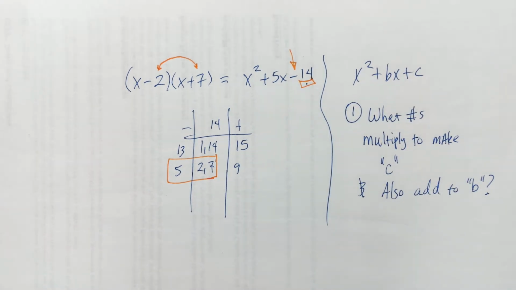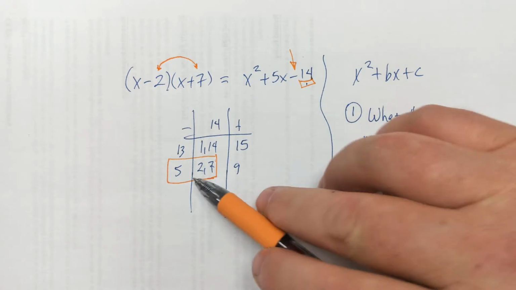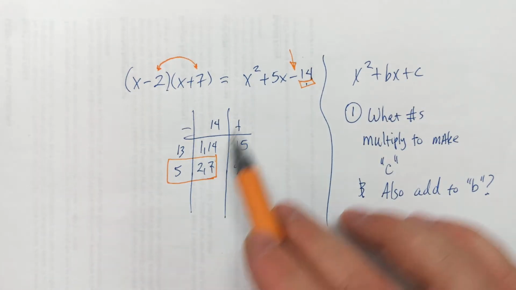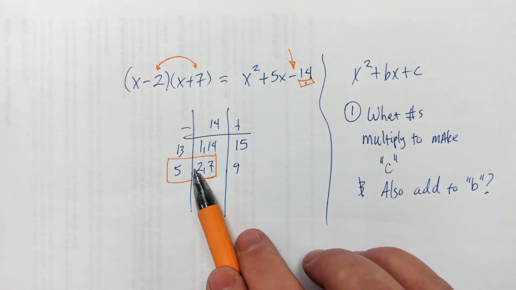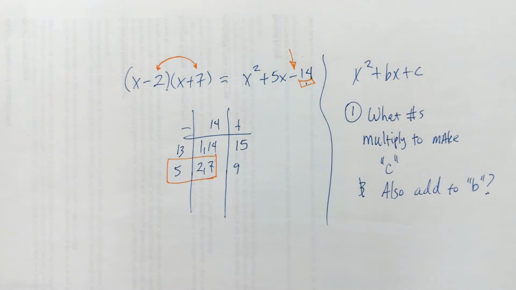And that's it, 7 and 2. That's how you're going to get your numbers. Now the only thing you have to be careful of is it's going to be a positive 5, so the 7 has to be positive, because 7 plus negative 2 would be 5.